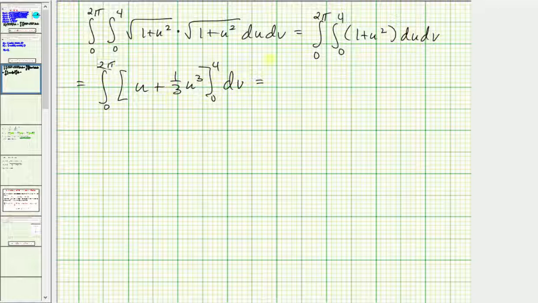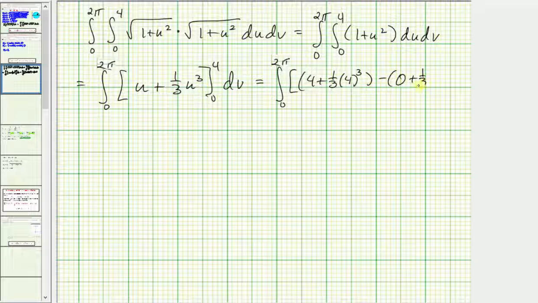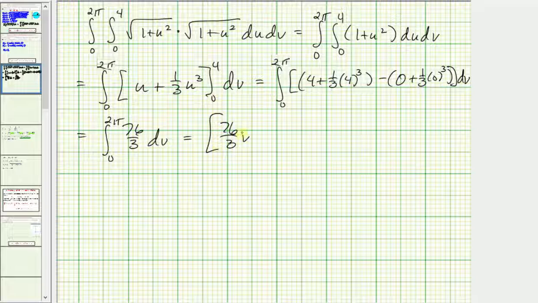And now we need to find big F of b minus big F of a. So when u is 4, we have 4 plus 1/3 times 4 cubed minus, when u is 0, we have 0 plus 1/3 times 0 to the third. So here we're going to have 4 plus 64 thirds minus 0. 4 plus 64 thirds is equal to 76 thirds. And now we integrate with respect to v, so we have 76 thirds v.